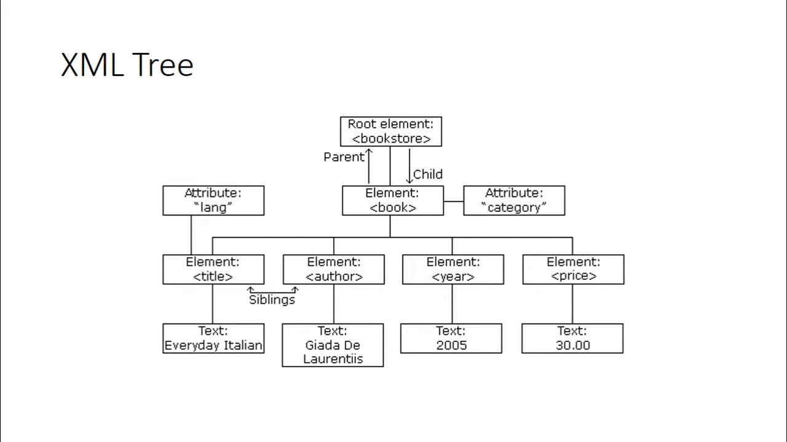So this is an example of an XML tree. Suppose we have an element called bookstore. Within that we have a child called book, within which we can have sub elements such as title, author, year, price and so on, and its attributes. These are the element names and these are the attributes. Just like HTML attributes, we can also have attributes for XML elements as well.